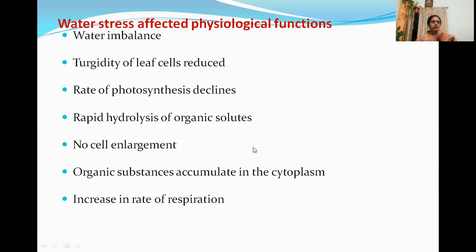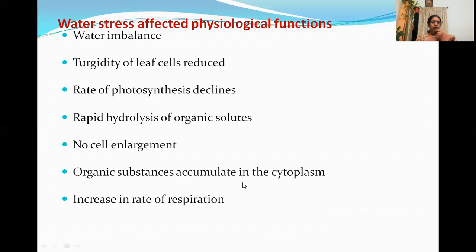And then water stress affects many physiological functions. That leads to water imbalance, turgidity of leaf cells is reduced, and the rate of photosynthesis also declines. Rapid hydrolysis of organic solutes takes place. Cell enlargement is not there. See, for any cell to divide, to grow, water should accumulate inside the cell. It should take up water. But when there is no water, there is no cell enlargement, so no further cell division.